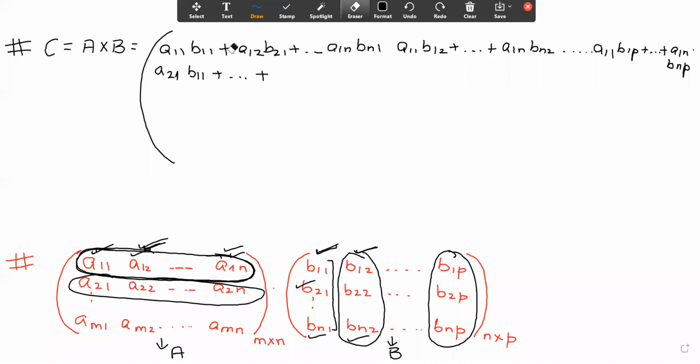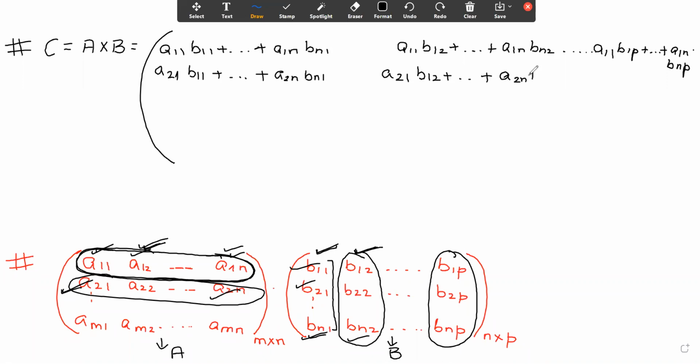Here also, guys, for simplicity let me just take two terms so that it's crystal clear to all students. This will be A1n times Bn1. Here also I am taking A21 into B11 plus dot dot dot A2n into Bn1. My second term will be multiply the second row with the second column. So A21 into B12 plus dot dot dot, I can stretch it to A2n into Bn2.